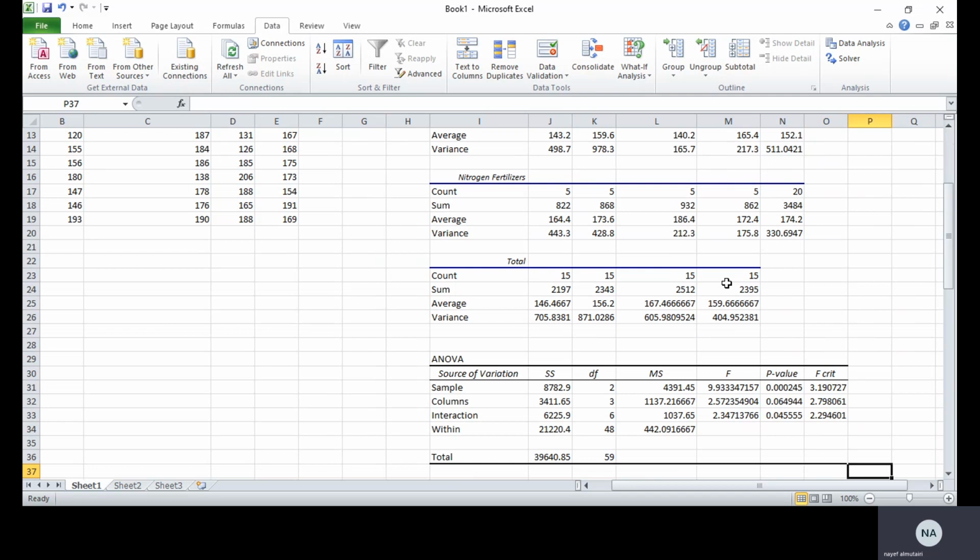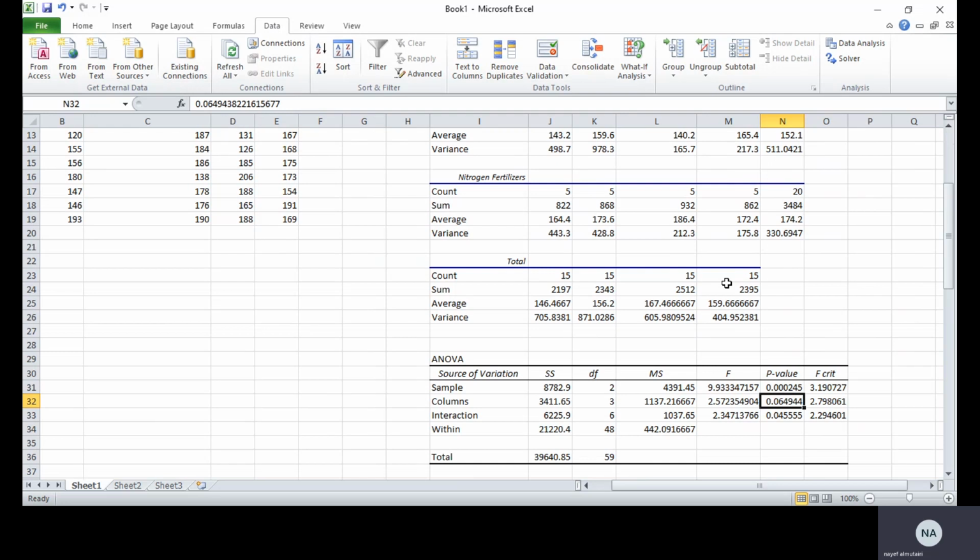Now, this is the most important table in the ANOVA. You can see here the samples: 0.000245 is the P-value, and you can see the F statistic is higher than F critical. This is significant, and we'll be talking about this once I start writing the results. Now the sample is significant. Now, how about the columns? The columns are not significant.